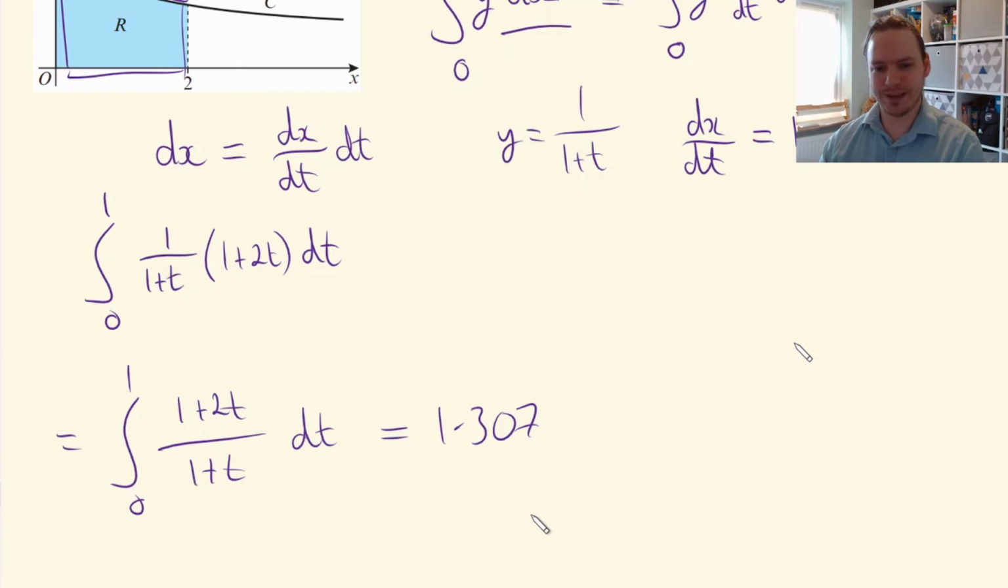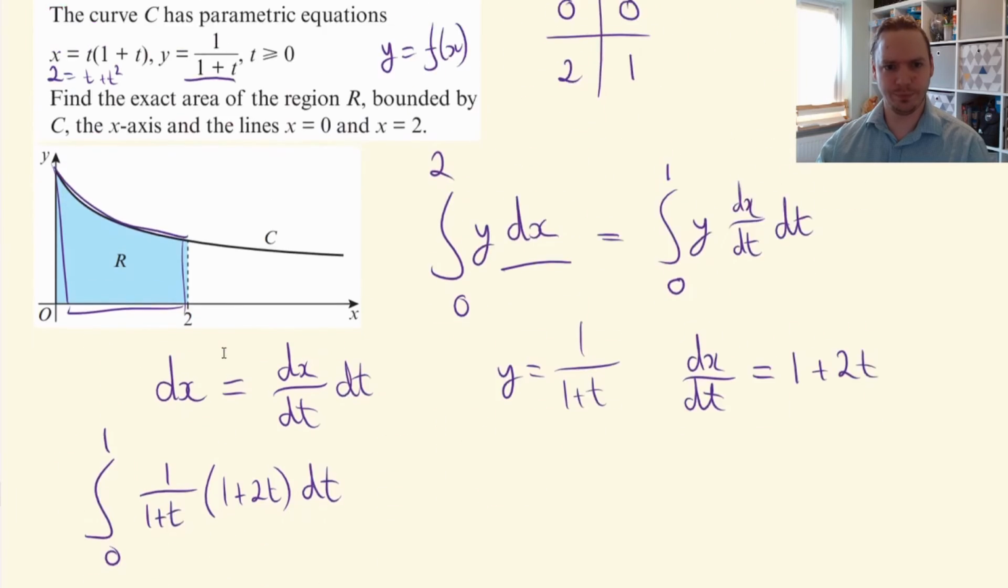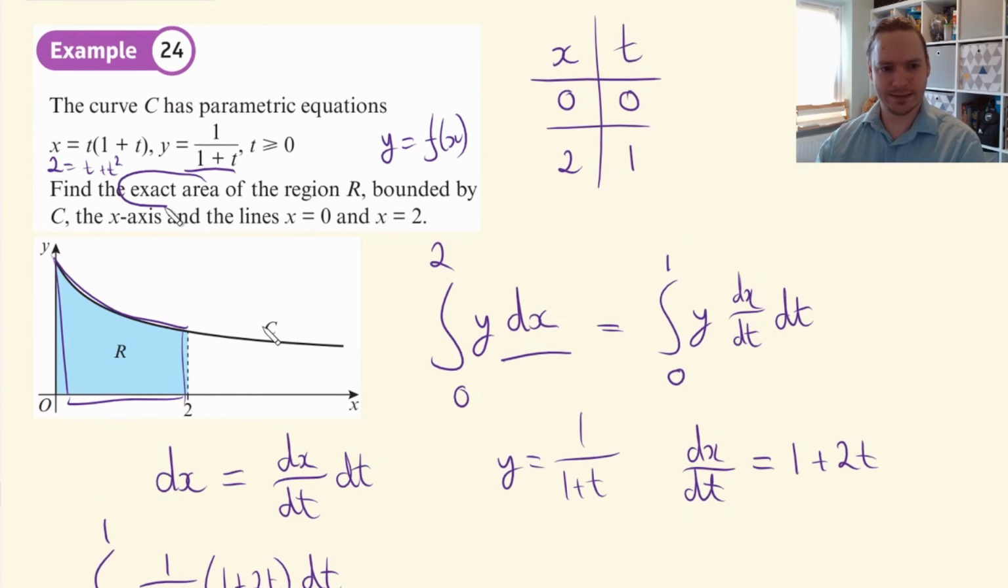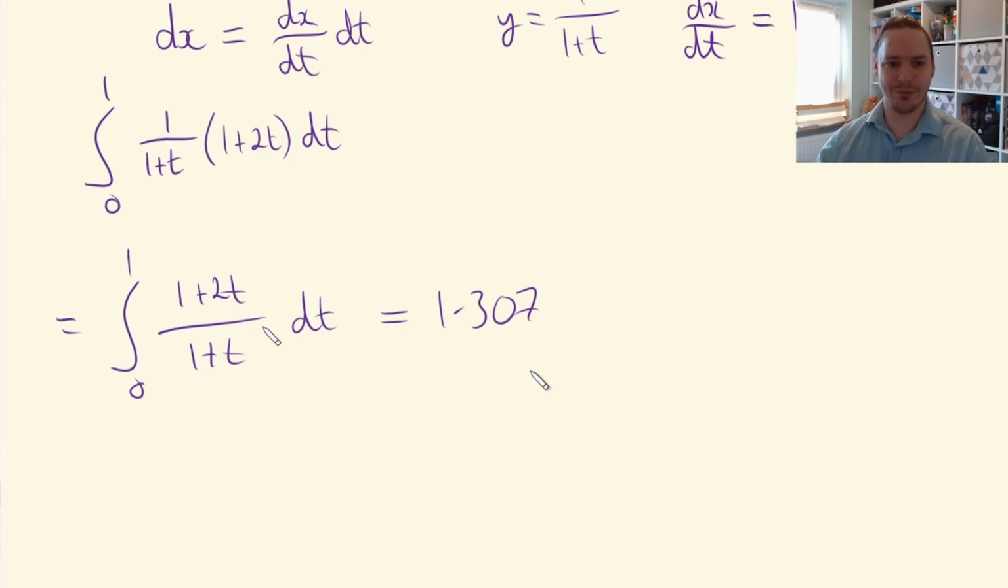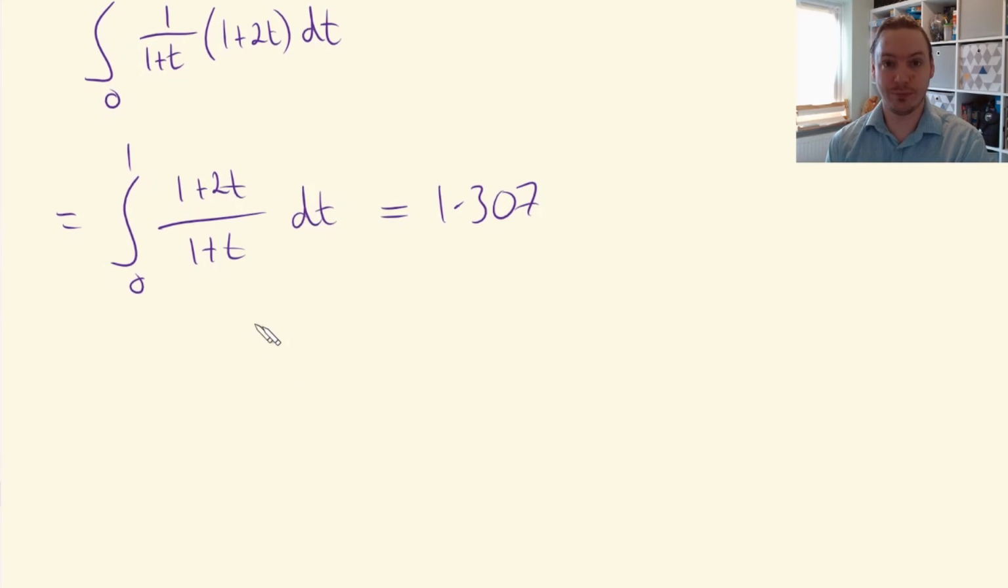1.307. Now I'm just going to scroll back up to the question. This says find the exact area of region R. So in this instance, my calculator has failed me because this is not exact. This is a decimal number. And hopefully you will recognize that this is one of those integrals that we can do using natural logs. So we actually need to do a bit more work. We can't rely on the calculator, although we can use that value to double check our final answer. So we're going to have to do a bit more work in order to actually properly integrate this.